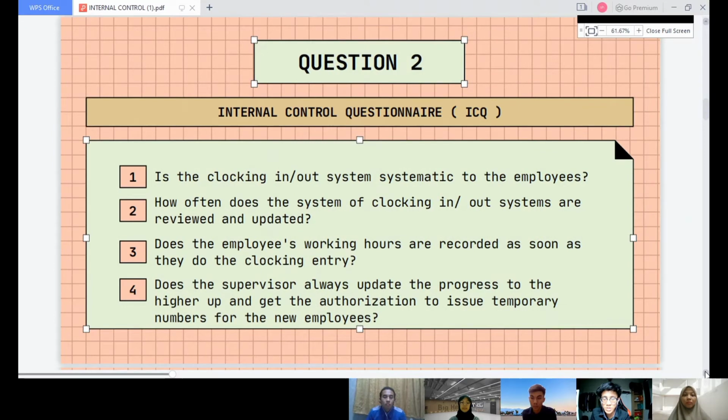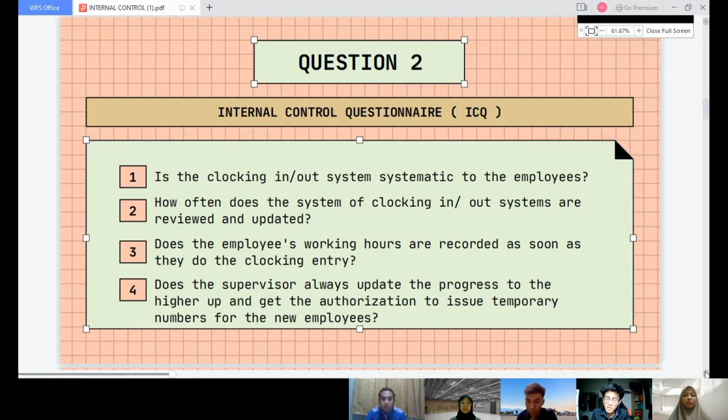We go to the internal control questionnaire. So firstly, there are 20 questions. First, is the clocking in or out systematic for the employees? And then second, how often is the clocking in or out system reviewed and updated? And then third, are the employee working hours recorded as soon as they do the clocking entry?